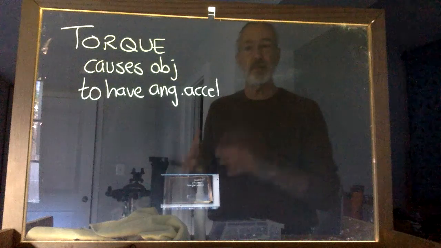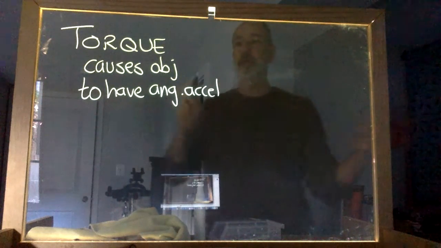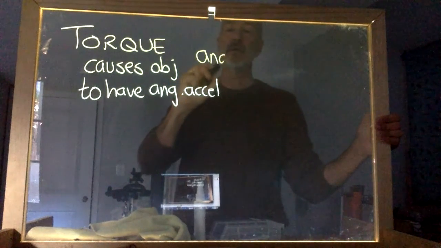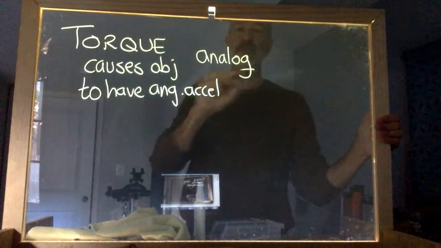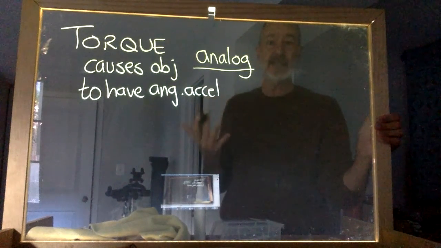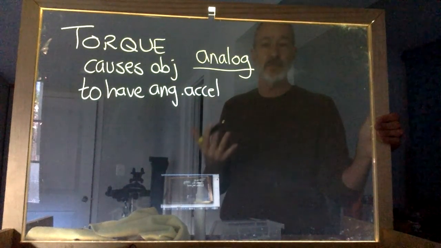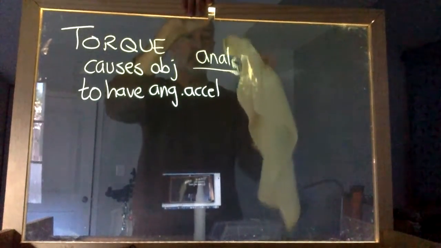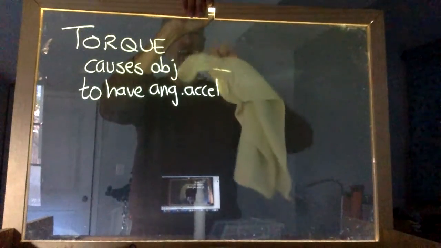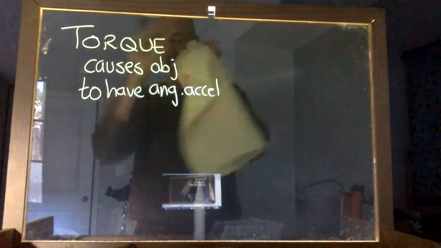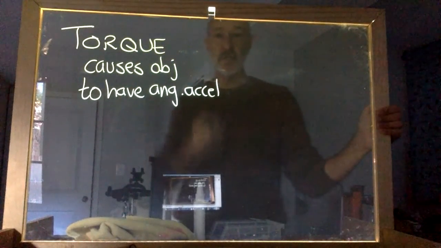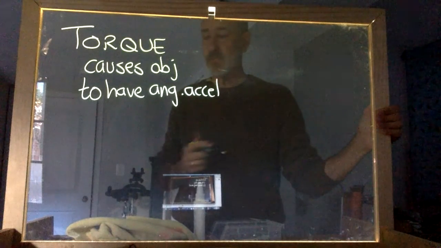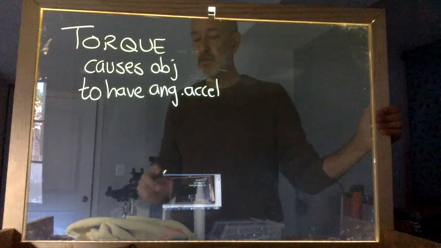So it's very much like an analog to, that just means like a comparison. You can liken it to force, but in the rotational world. Okay, so let's look at what torque is. Torque is caused when we apply a force to an object, but it has to be in a really specific way. Here's the door example.